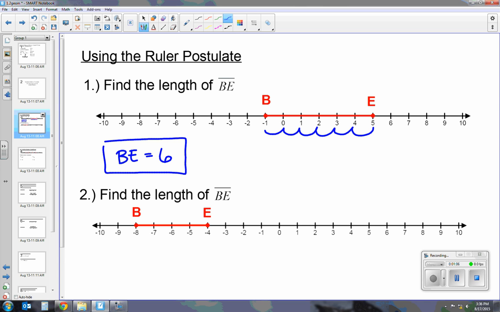So for number 2, it says find the length of line segment BE. Well, if you notice, this one has negative numbers, but you cannot have a negative for length or distance. So you will still have a positive number, because we're still counting how many spaces are in between B and E. So let's start from left to right. We start at B. I'm going to count 1, 2, 3, 4. So the measurement of BE is 4 units, and that's going to be positive because length or distance is always positive, and the notation is correct because we have nothing above the BE, indicating that that's the measure of the line segment.